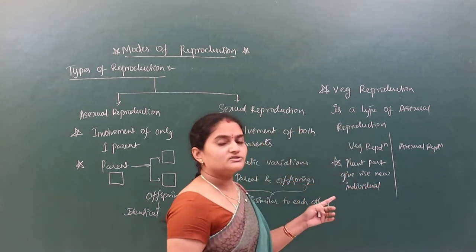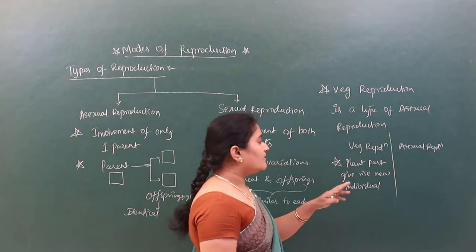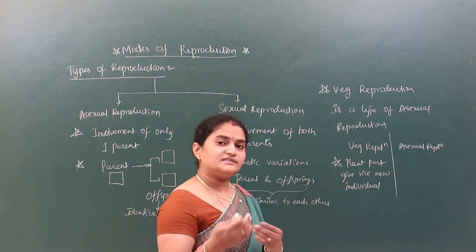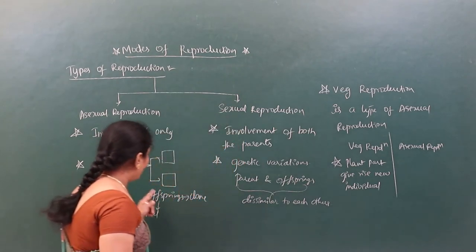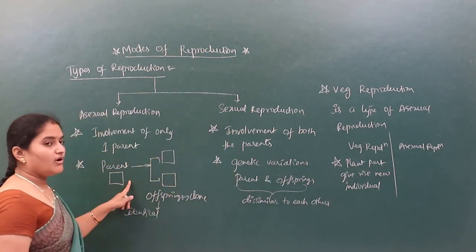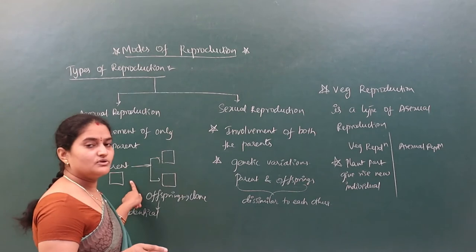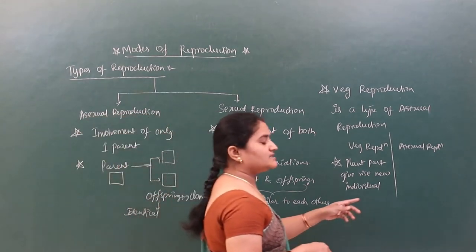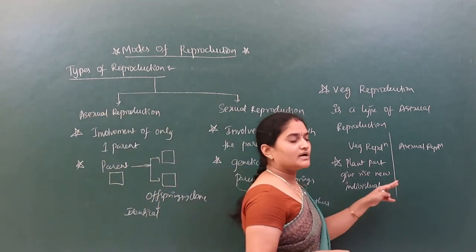And the asexual reproduction, here it will not involve a plant part. Here itself, one parent is involved in the reproduction procedure. So the entire plant body is involved in the asexual reproduction.